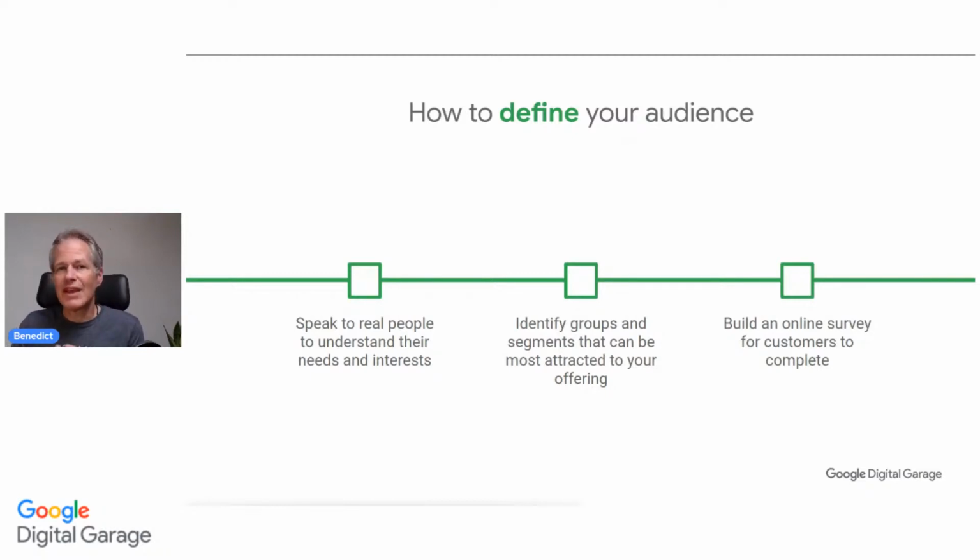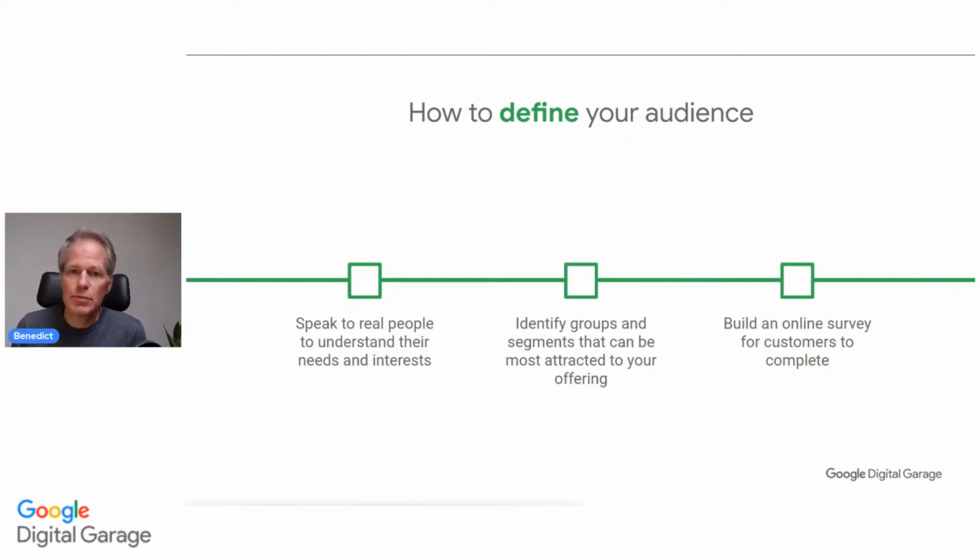Identify groups and segments that can be most attracted to your offering, okay? So groups and segments. Segments is to show that often there are many different types of people that you are targeting. Some want this, some want that. So you're working it out from that. But of course, start with your main client first before you start segmenting and all the rest, okay?